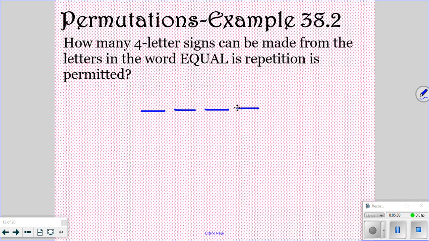And it says if repetition is permitted. Well, we are using the letters in the word equal, which are 5 letters. So any of the 5 can go in this first slot. And it says since repetition is allowed, that means that any of the 5 can go here, or here, or here. And so when you multiply these, you should get 625 different ways.